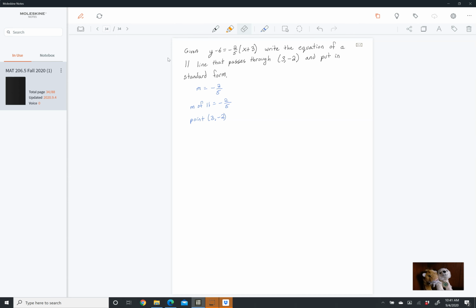At this point, you should definitely be pausing the video and trying to do the rest of this yourself, okay? So we're going to start by putting the line in point slope form because we have the point and the slope. The y value in our point is -2, so y minus -2 becomes y plus 2. Then we have -2/5 times x, and then the x value is 3, so it's x minus 3.